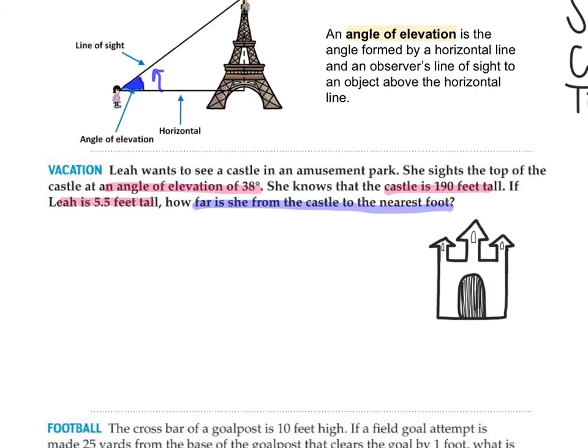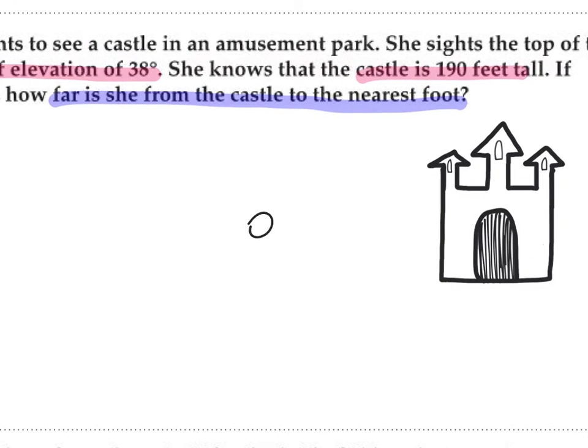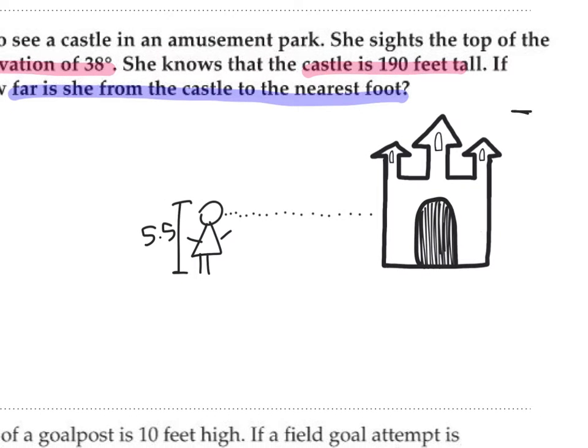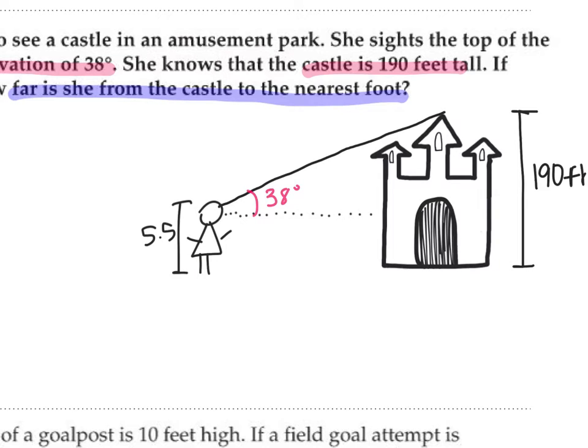We have a few different pieces that we need to add in. Leah is over here, looking at the castle. She's about 5.5 feet tall. This is definitely not to scale. She knows the castle is 190 feet tall, and we're told that her angle of elevation, the line of sight to the top, is about 38 degrees. We want to know how far away she is from where she's standing to the castle itself. This is going to be the side length that we're solving for.